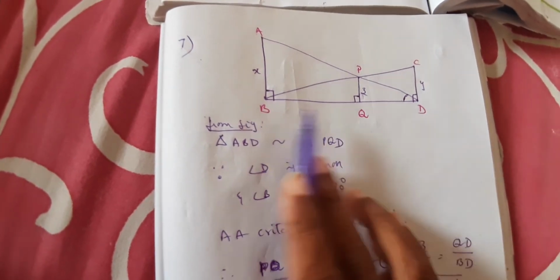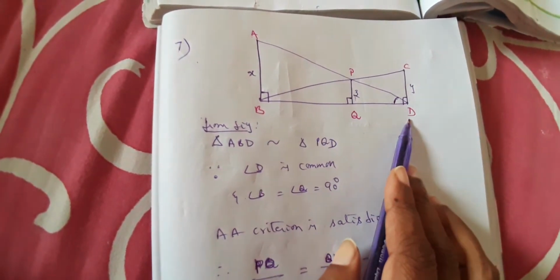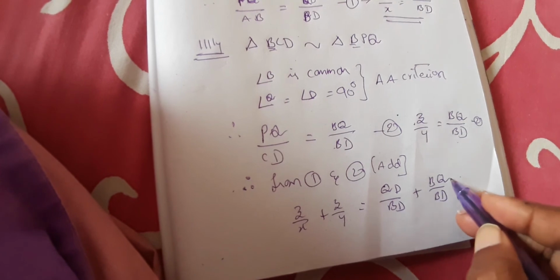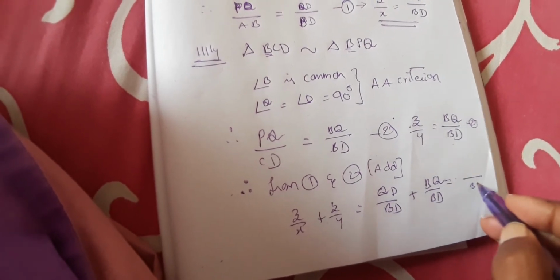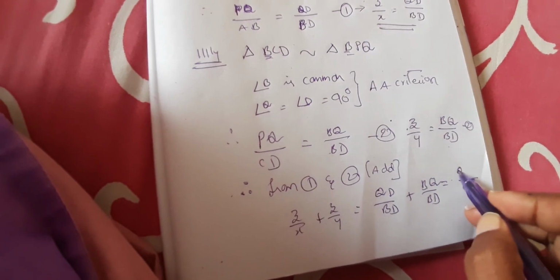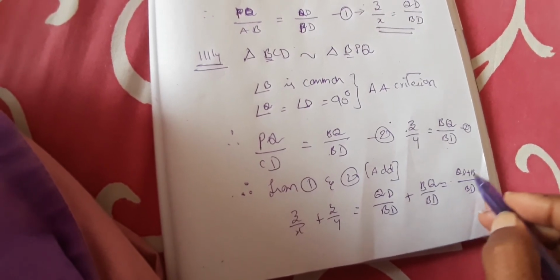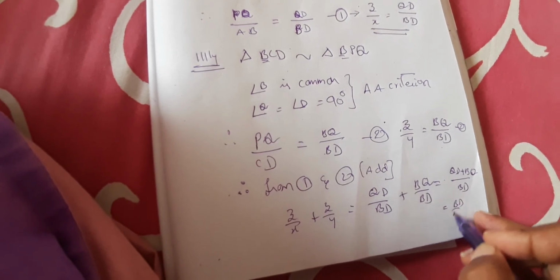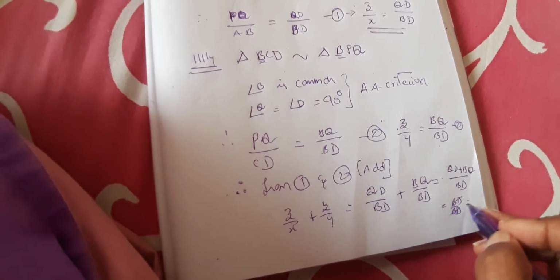BQ plus QD, BQ plus QD, it is BD. So let us now equate. If you take this as the LCM, BD is the LCM. Now you will be getting QD plus BQ, QD plus BQ, which is BD. So therefore it is BD by BD, which is equal to 1.